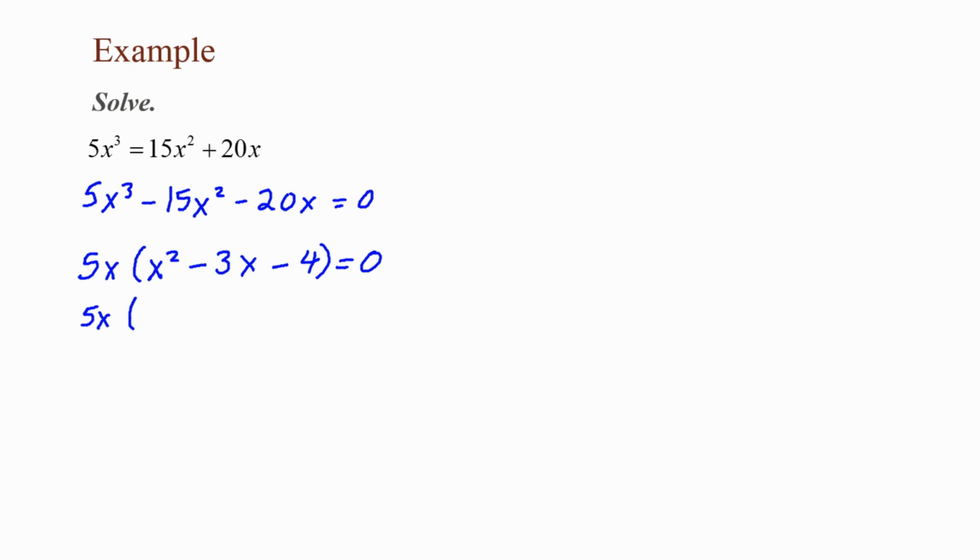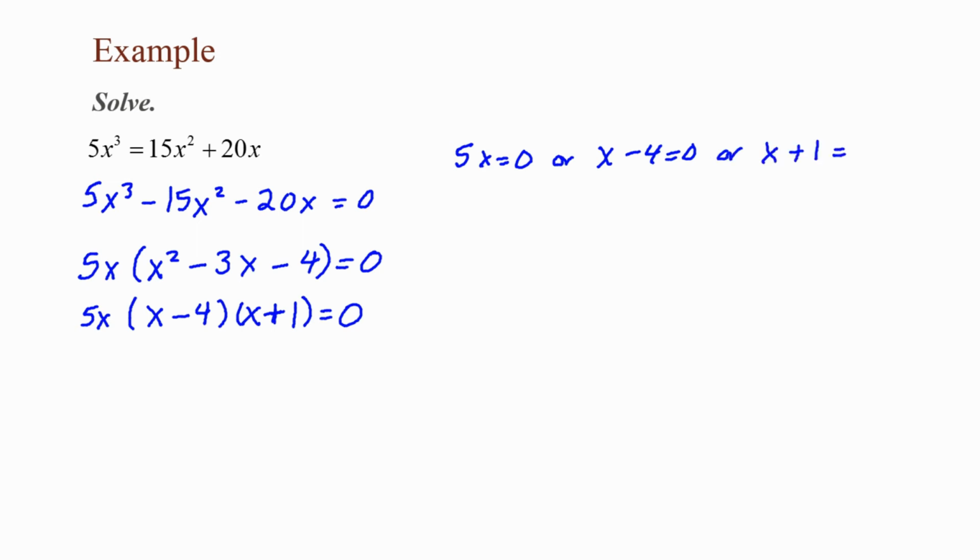Bring down my 5x. I need two numbers that multiply to be negative 4 and add to be negative 3. So I have x minus 4 and x plus 1 equals 0. Now I can set all three parts equal to 0. 5x equals 0, or x minus 4 equals 0, or x plus 1 equals 0. So for 5x equals 0, divide both sides by 5, x equals 0. X minus 4 equals 0, add 4 to both sides, x equals 4. X plus 1 equals 0, subtract 1 from both sides, x equals negative 1.